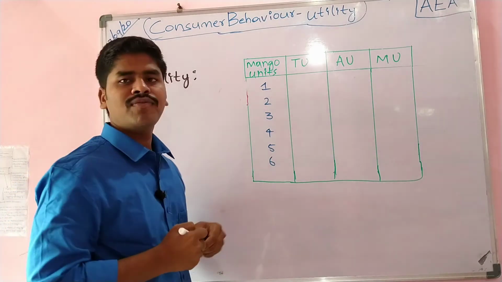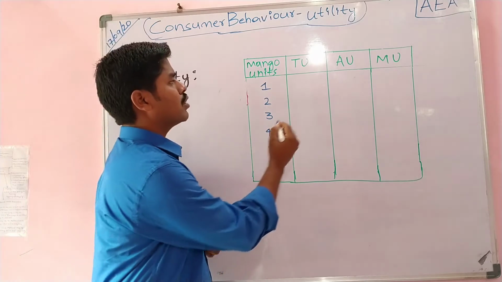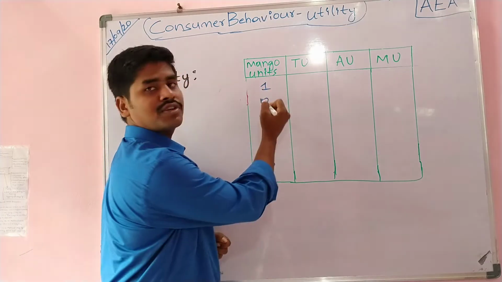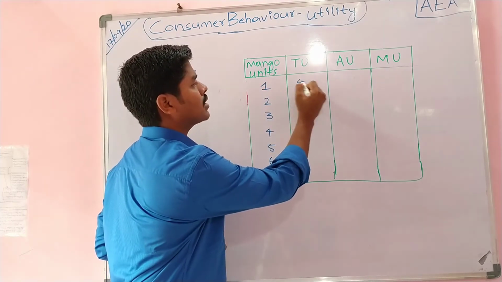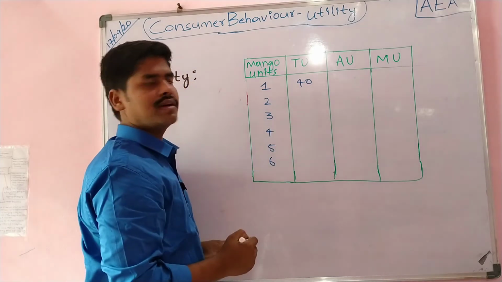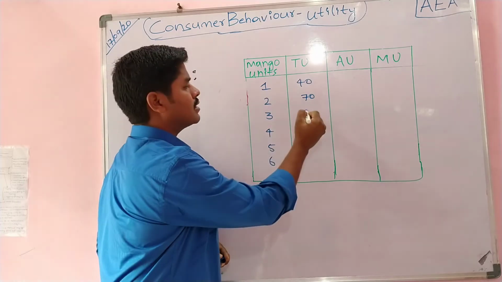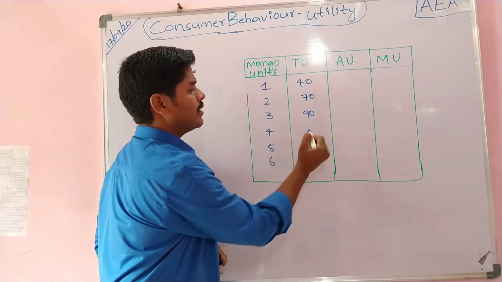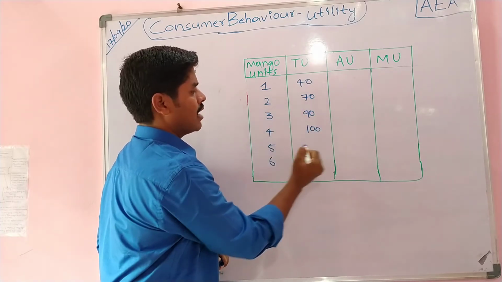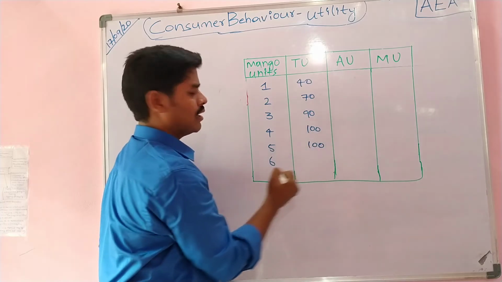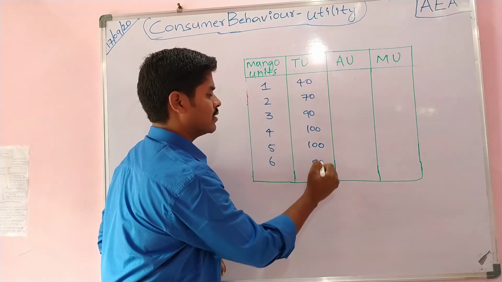See, the consumer goes to consumption of the first commodity, the first mango, and gets 40 units of satisfaction, and second he will get 70, and later 90, later it will be 100, and again 100, and again it will be 90.